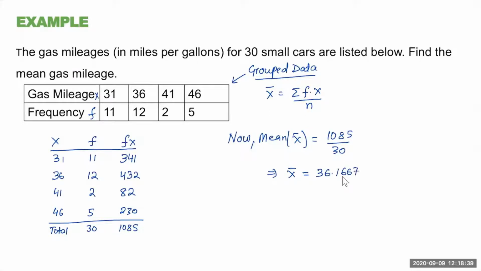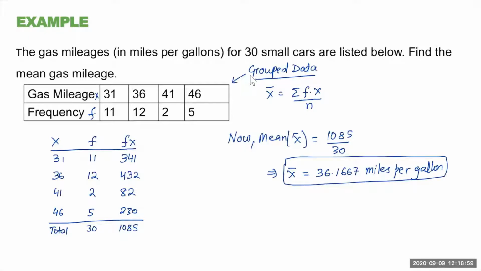36.1667, if I write up to 4 decimal places. So the average mileage is 36.1667 miles per gallon. So that is the average. In this example, we calculated the average or the mean of the group data using this formula.